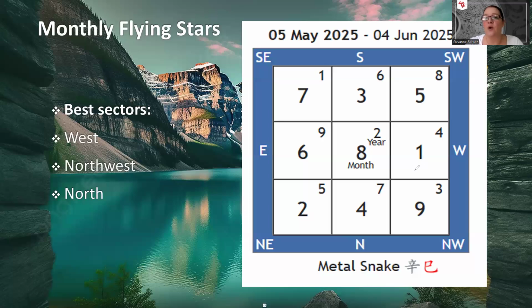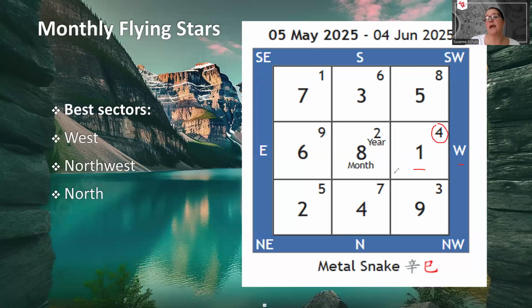First of all, we've got the West sector, where we have the monthly number 1. And then we also here have the annual 4. So together, this is a peach blossom combination. So this sector can actually make you very likable. So if you have to do any sales, PR, or if you post anything online, then if you do this from the West sector, you will get the best energies.